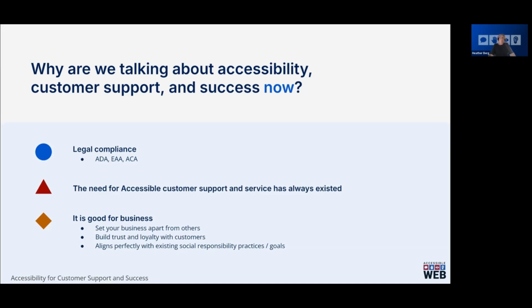And then also, it's just good for business, right? So it's a great way to set yourself apart from others in your industry or your field. It's a way to be a thought leader. It also will help you build trust and loyalty with your customers. This is still a new enough concept. If your customers with disabilities are having a five-star customer support experience with you, they're going to be talking about that with their friends and families and colleagues and spreading the word. So it's a great way to build trust and loyalty. And also, in general, it just aligns really well with any other social responsibility practices or goals that your organization may already have in place. And with the next slide, I'm going to hand it back to Isabella.